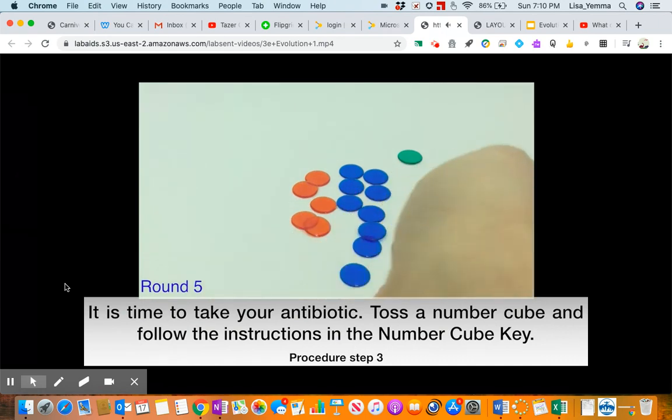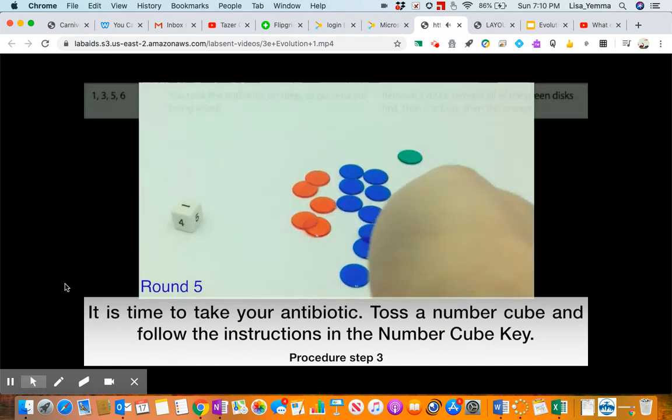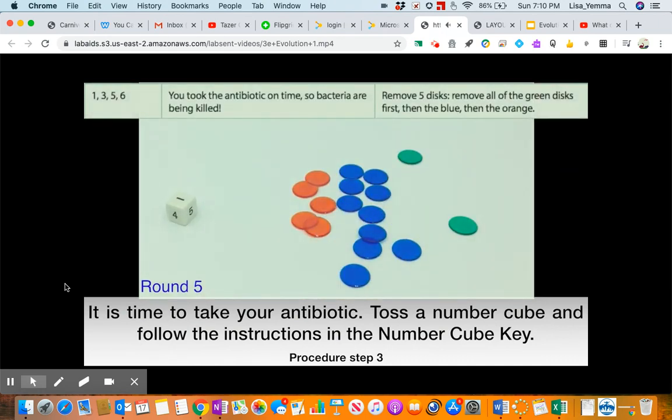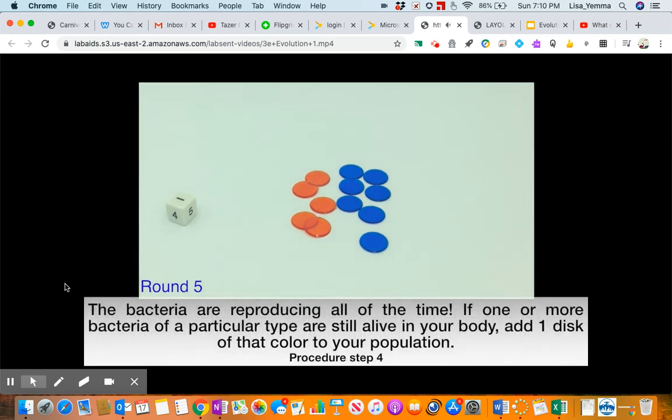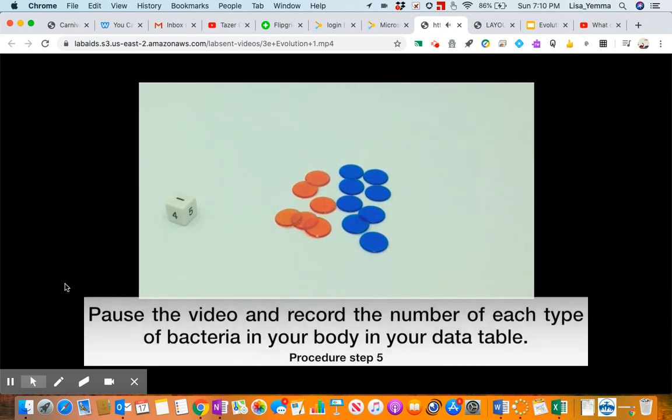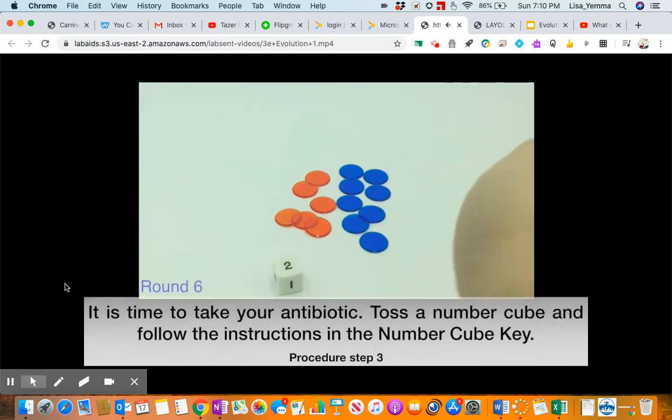Round 5. It is time to take your antibiotic. Toss a number cube and follow the instructions in the number cube key. The bacteria are reproducing all the time. If one or more bacteria of a particular type are still alive in your body, add one disc of that color to your population. Pause the video and record the number of each type of bacteria in your body in your data table.